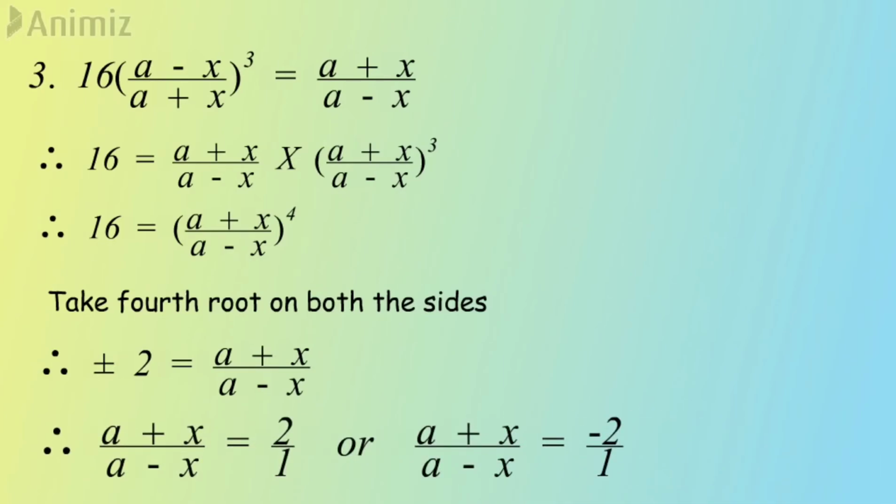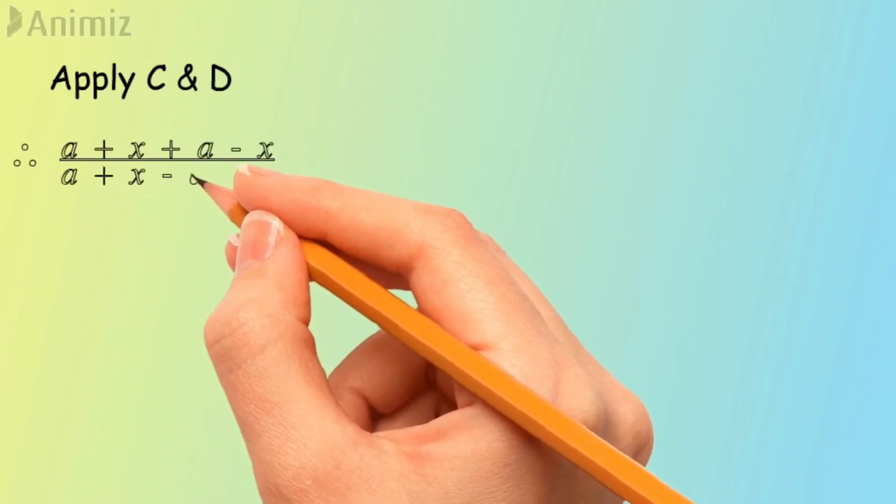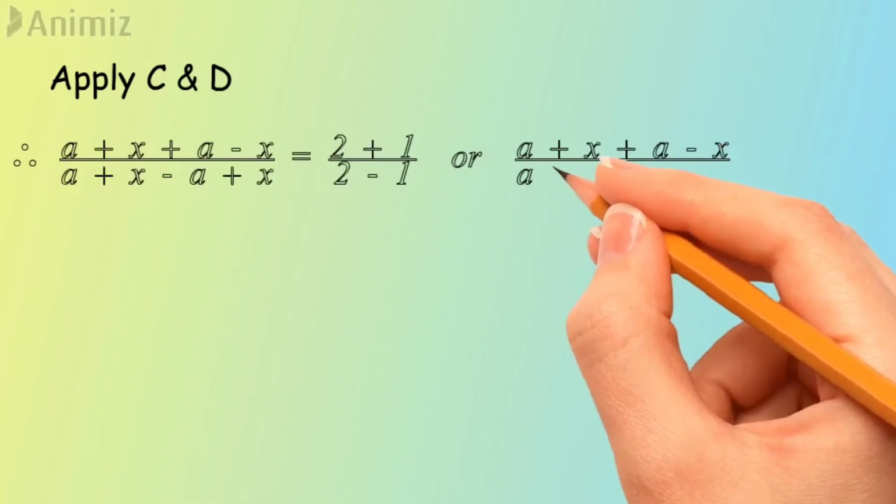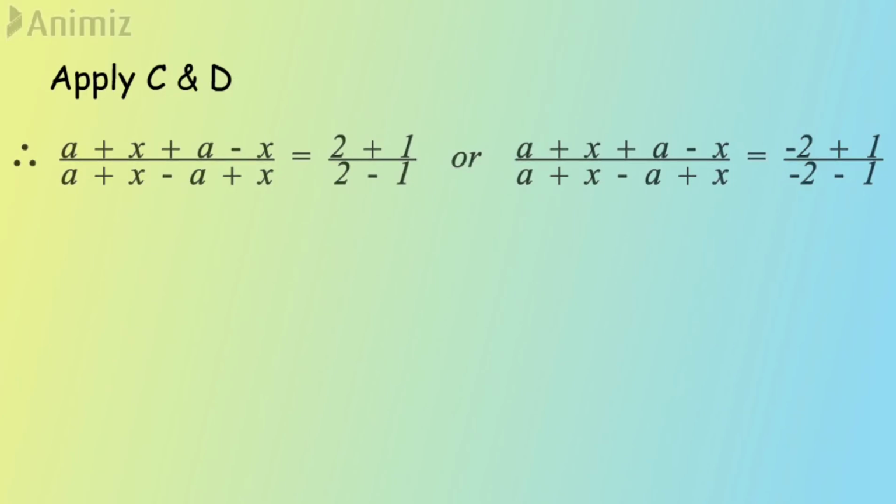Now we will solve both the sides simultaneously. Now apply componendo and dividendo. We have considered the two ways, either it is plus 2 or minus 2. When you apply this way, a plus x plus a minus x upon a plus x minus a plus x will be equal to 2 plus 1 upon 2 minus 1. Same way on the other side, the left hand side will remain the same, but the right hand side will be minus 2 plus 1 upon minus 2 minus 1. Now you can cancel x.